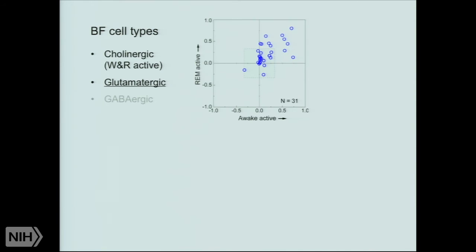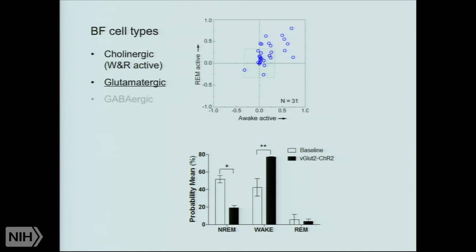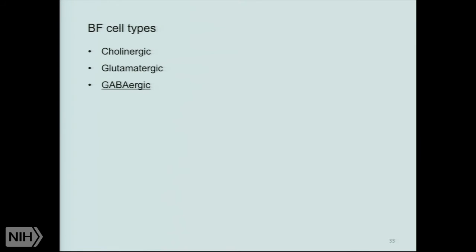And next, we looked at the glutamatergic neurons. So previously, people didn't know much about these guys. Here, I'm showing 31 identified glutamatergic neurons. And you can see that most of them are in the upper right quadrant again. There are only a couple in the other quadrants, but they're pretty close to the origin. So these are the cells that are weakly modulated. But most of them are really wake and REM active. And if we activate a lot of these glutamatergic neurons, again, we saw a decrease in non-REM, increase of wakefulness, no change in REM.